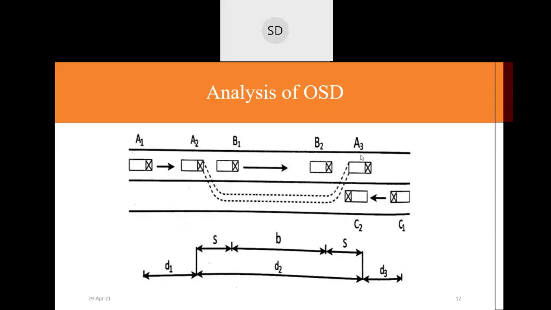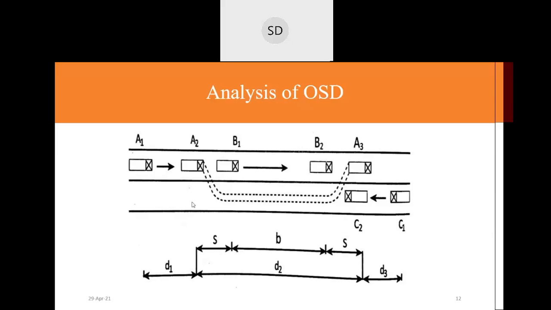Here also vehicle B and vehicle A will maintain a clear spacing, and that clear spacing S is 0.7 VB plus 6. Now you have to analyze this distance. Suppose from B1 to B2 that portion is B, and the clear spacing in both cases is S. So your D2 would be B plus 2S.